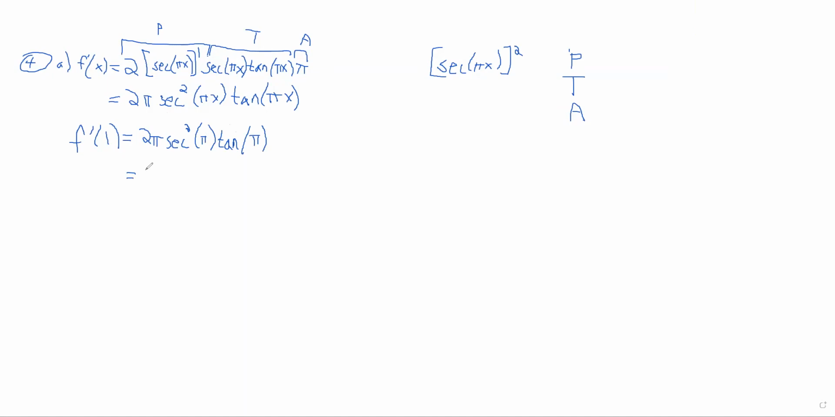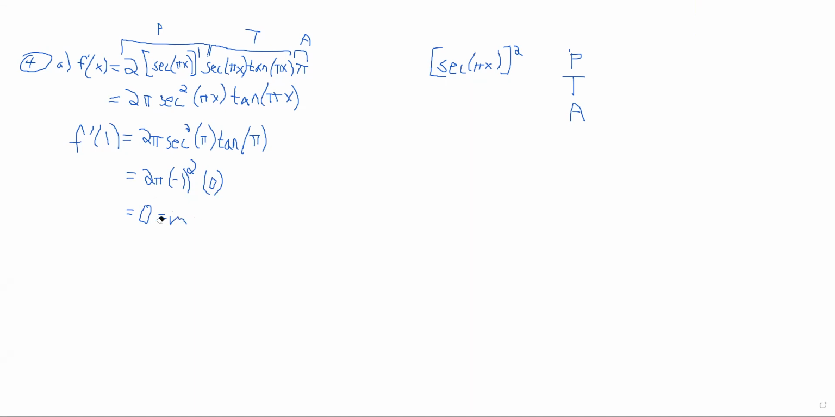The secant squared is where it gets me. Do I still just look for secant pi, a pi on the unit circle? Yes, and then you square that answer. So 1 over cosine pi is 1 over negative 1, which is negative 1. Squared, that's a positive 1. So 2 pi times tan pi, which is y over x, 0 over negative 1, so it's 0. It's all 0? All that work to get you a slope of 0.